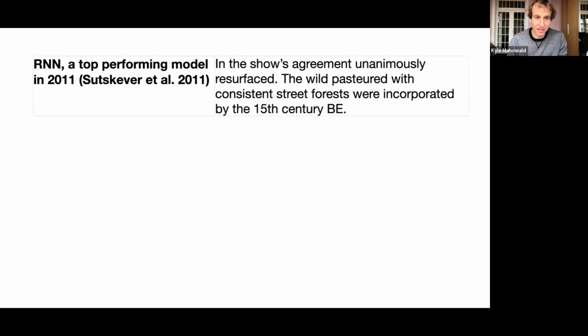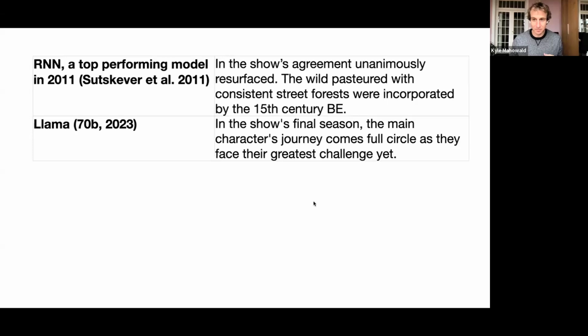Okay. So today I wanted to start off by thinking a bit about just how far language models have come in relatively recent years. This is way back in the ancient history of 2011. Here is some output from what was at the time a high performing neural network. Here's some text that came out of this 2011 RNN. In the show's agreement, unanimously resurfaced. The wild pastured with consistent street forests were incorporated by the 15th century BE. I don't know, it doesn't make a lot of sense really. And if you compare that to anything that a modern language model generates, it's clear that something's really happened here, right? There's been a pretty big jump. And that's what we've all been talking about over the last few days, that something seems to have really happened.